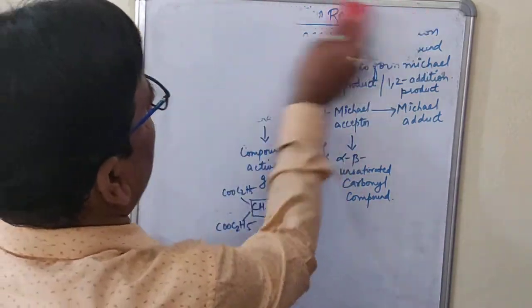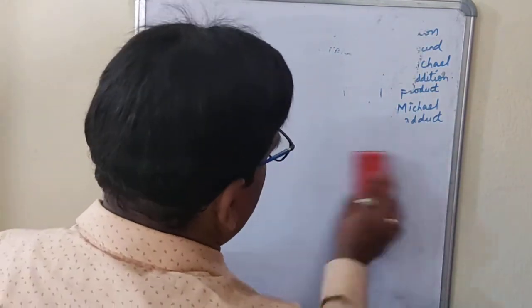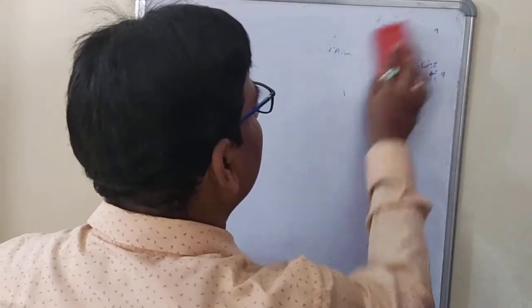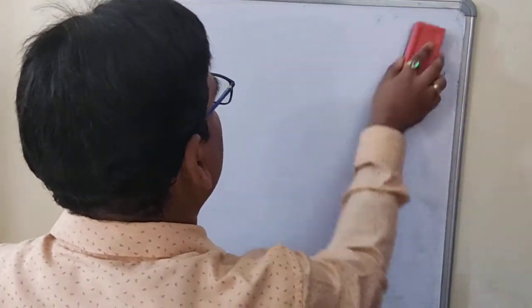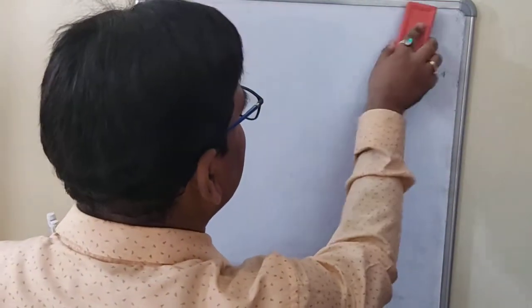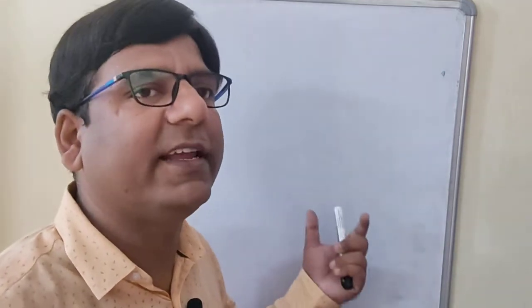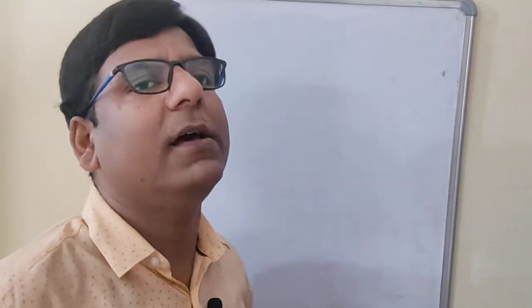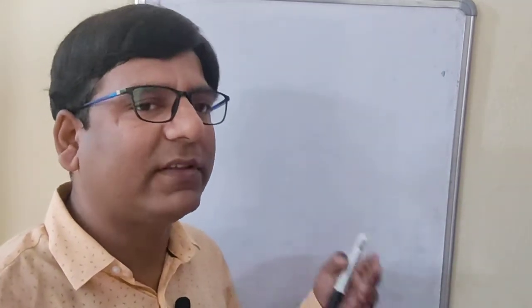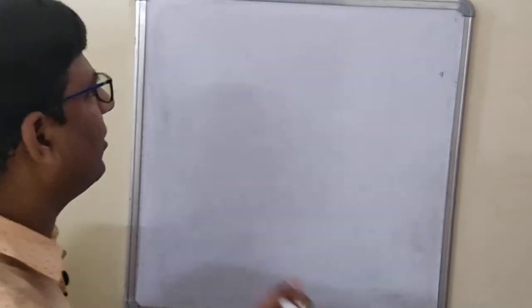So while writing the mechanism, we are using a base, and we are using the malonic ester. Now you are getting some hint already, because in the previous video lecture we did this type of reaction, how this malonic ester reacts with the base to form the nucleophile, or the carbanion. So in the first step of the mechanism, we will form the nucleophile, right? Now let us see how it is formed.